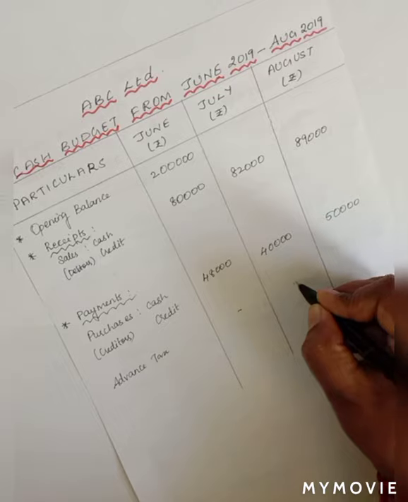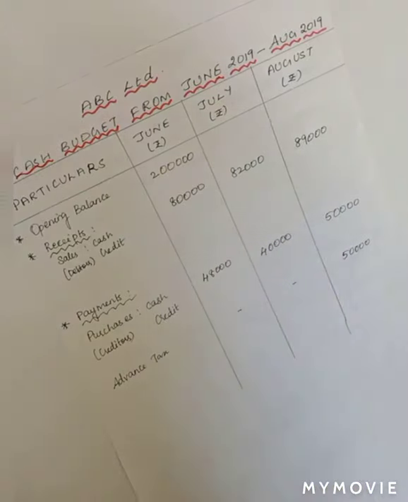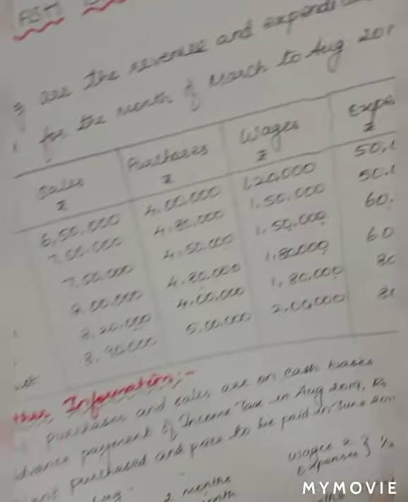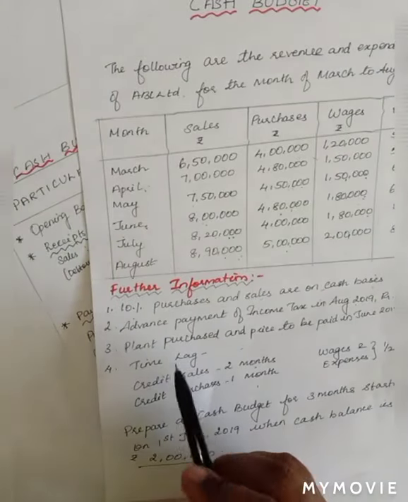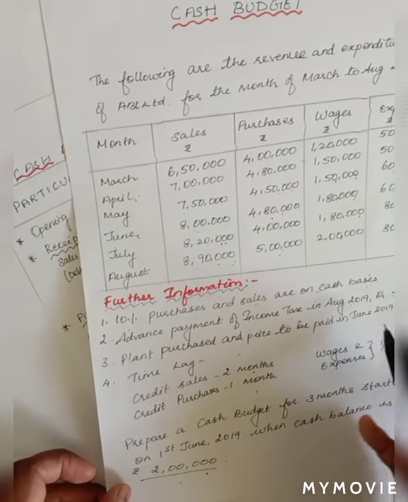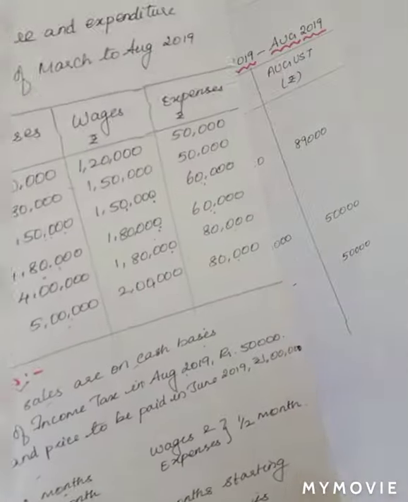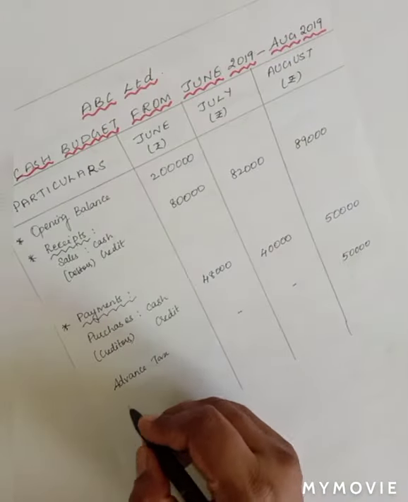So other months you can give nil, because it's a single payment which has been told that it is paid only in August, not for June and July. And see the third one. Plant purchased, and the price to be paid in June 2019 is 1 lakh. So you have to pay 1 lakh in June 2019.